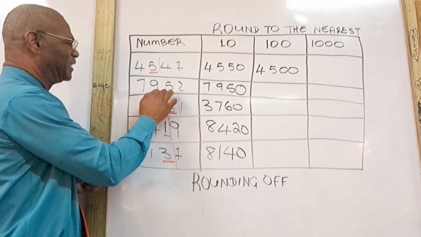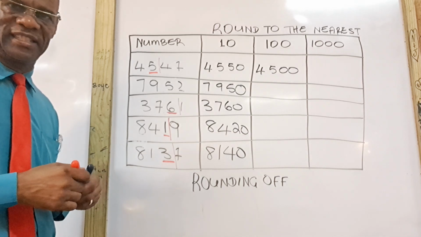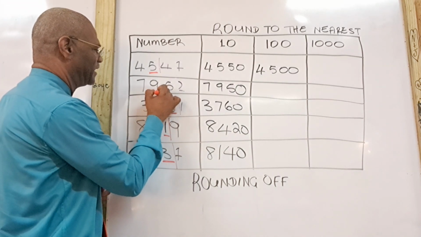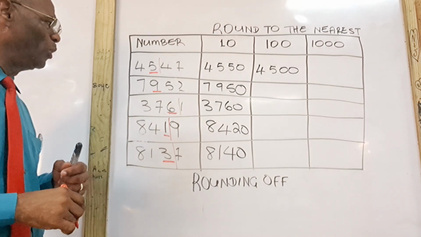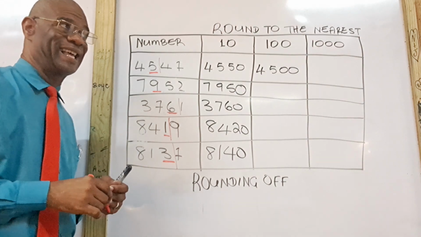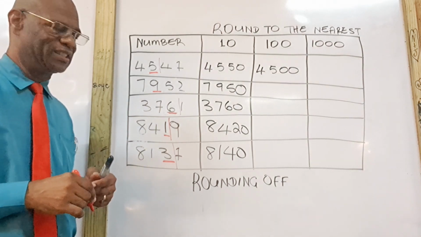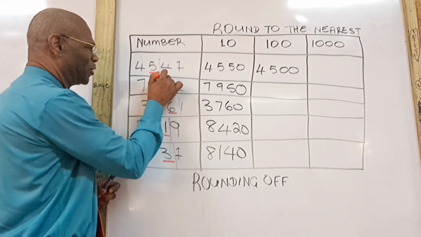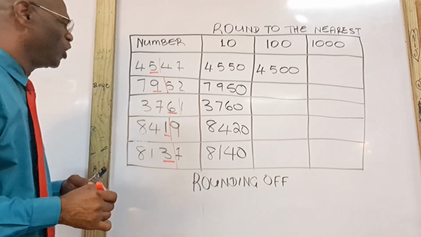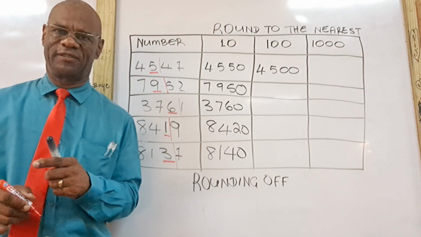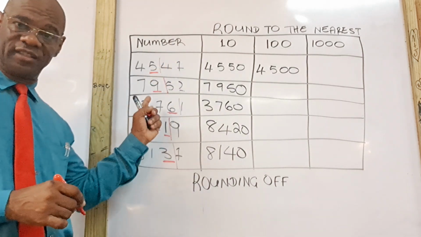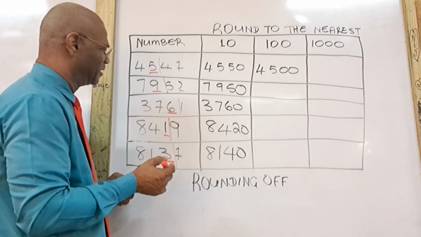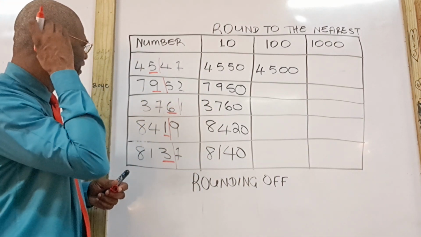Identify the number in the hundreds place. It is what? It is 9. Alright? 9 is in the hundreds place. Now we look to see what digit comes exactly after that, to the right of it. It is 5, right? 5 right here. So we say if the digit that comes exactly to the right of it is 5 or more, we add 1, right? So, and then we discard the others.